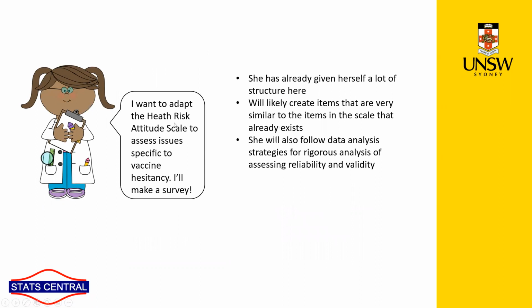And finally, this third researcher, she's already given herself a lot of structure by saying she's going to adapt the health risk attitude scale to assess vaccine hesitancy. She's likely going to create items that are very similar in structure to the items in this scale. And she's probably going to follow data analysis recommendations and strategies for assessing reliability and validity.